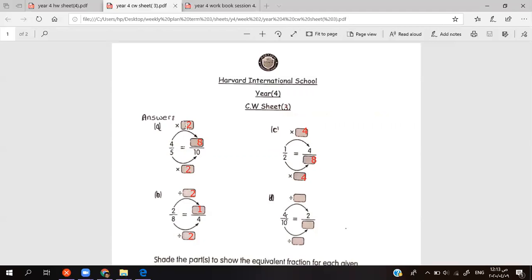Here, it's division. How did the 4 become a 2? I ask myself the opposite: what times 2 gives me 4? 1 times 2 is 2. Then 2 times 2, yes, gives me 4. So here I'm dividing by 2. So down I'm also going to divide by 2. What times 2 gives me 10? 5 times 2 gives me 10. So it is a 5.